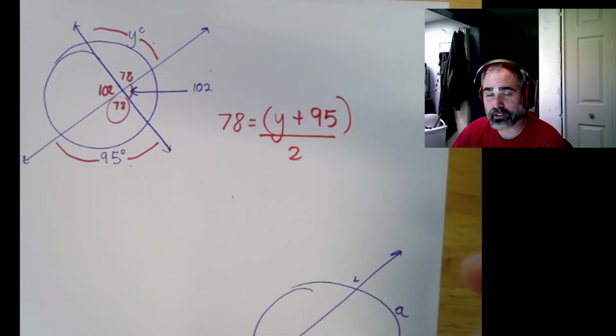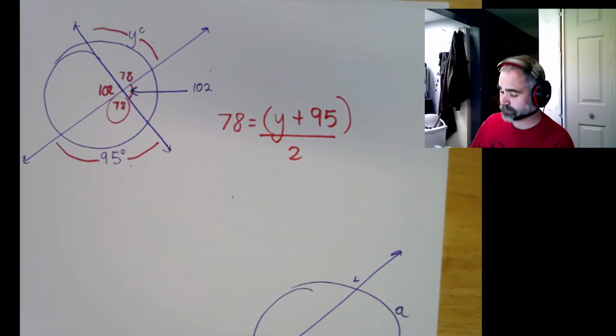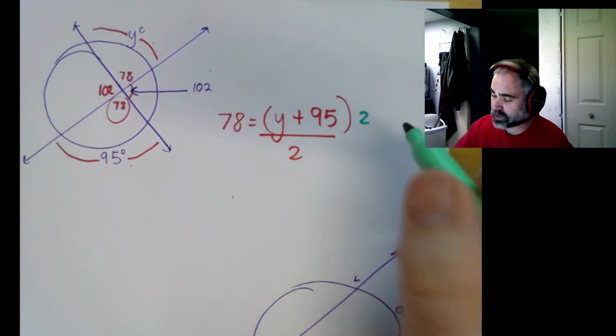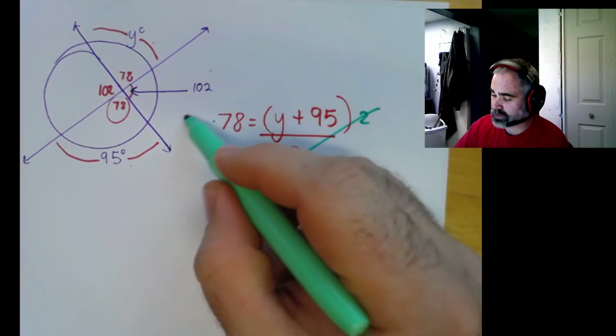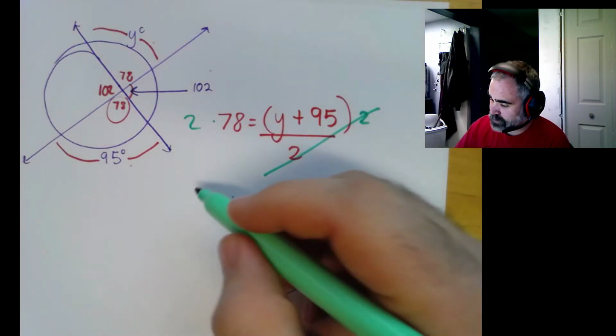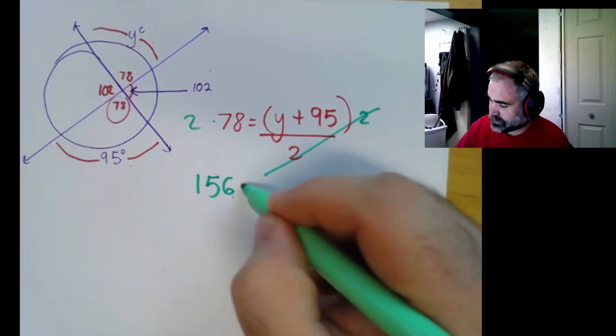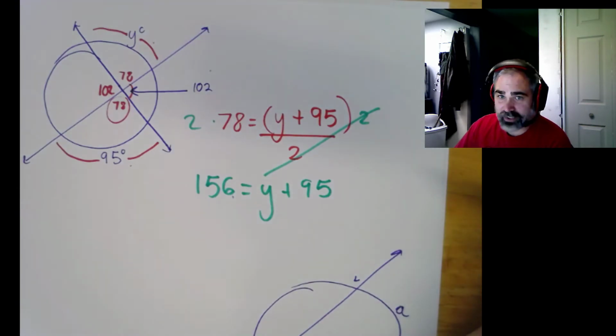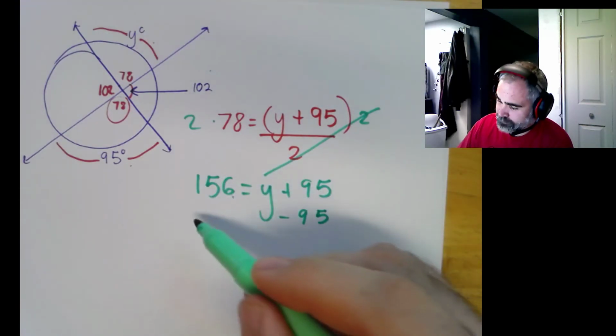Got an Algebra 1 problem right here. We can do it. Just have to do the opposite. The opposite of dividing by 2 is multiplying by 2. We're going to multiply by 2 on both sides. Multiplying by 2 is going to give me 156 equals y plus 95. And now we have a 6th grade math problem. Subtract 95 from both sides and you get y.